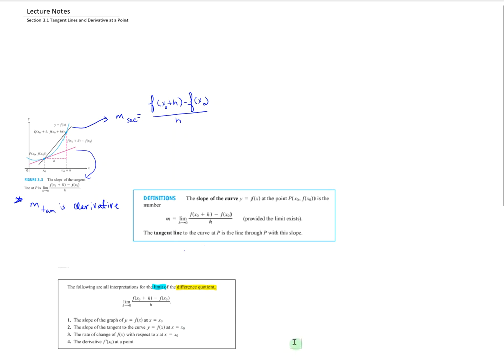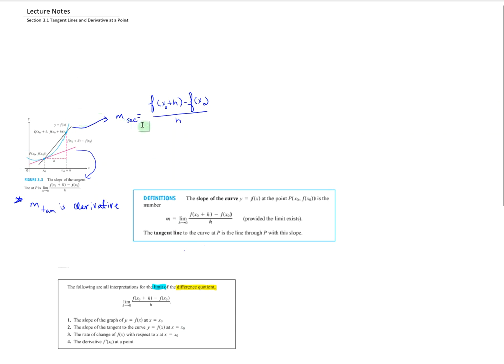This is section 3.1 on tangent lines and derivative at a point. In this first diagram here, we have a slope. So this light blue line is our slope. And we have a secant line, which is just a line that goes through two different points on the curve.